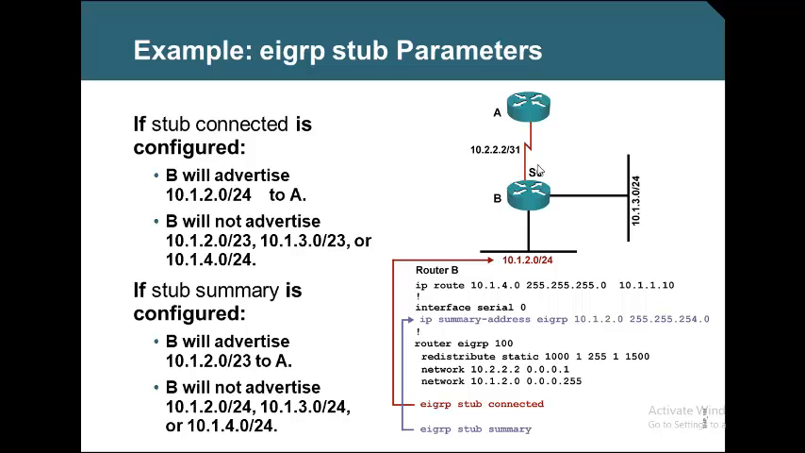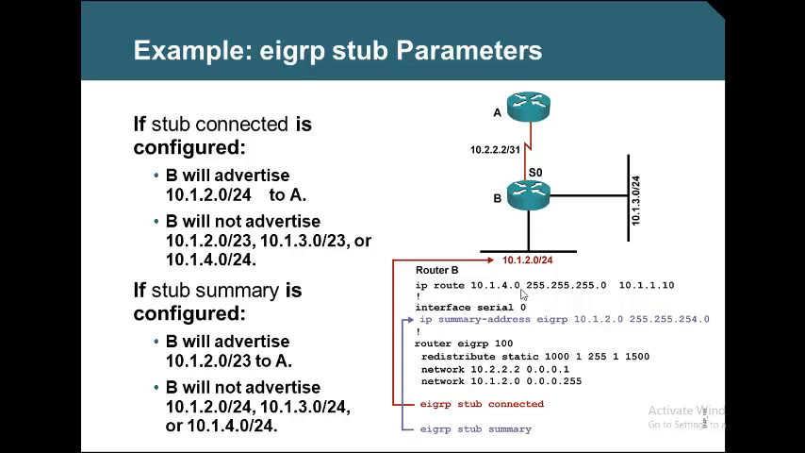This router B has got a static route, and the static route is pointing towards some network which is not in this picture. 10.1.3 is not in this picture, but it is somewhere. Let's assume it is there somewhere. And we got a static route to reach 10.1.4.0.